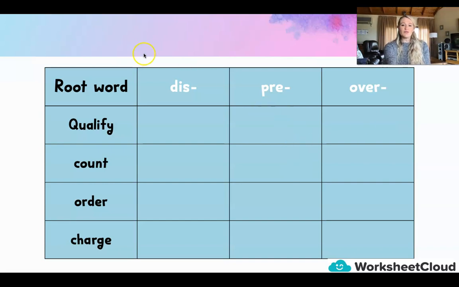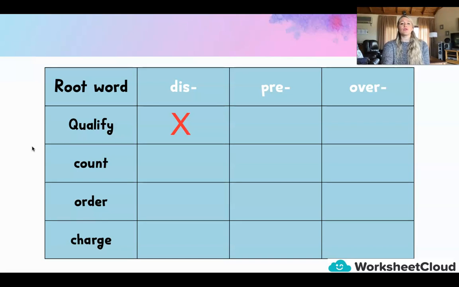Second activity, let's go. We now have new prefixes. We've got dis, which we've seen before. We've got pre, and we've got over. Our root words are qualify, count, order, charge. 3, 2, 1, pause. Okay, and unpause. Let's see the answers.